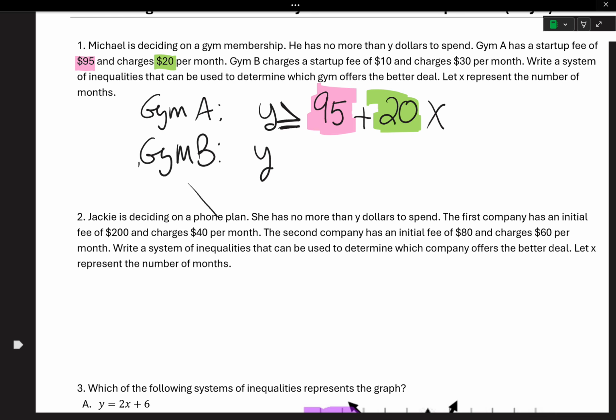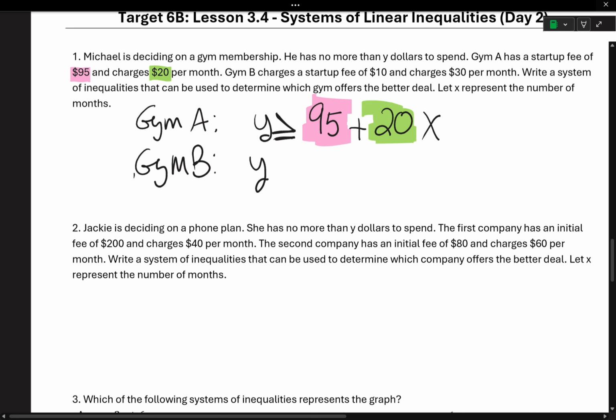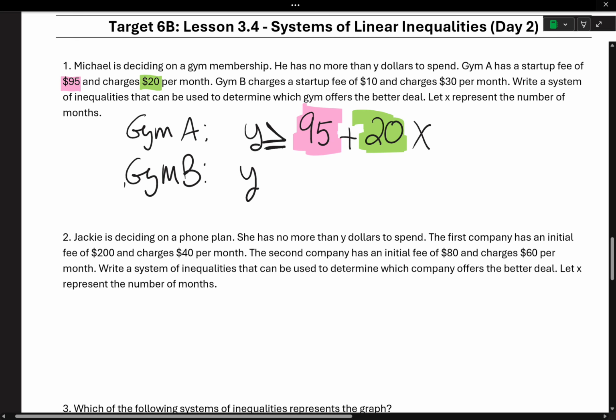Again, Michael only has Y dollars. Can he spend more than the money he has? No. So whatever he spends has to be less than that. Can he spend all of it? Sure. So the money he has is more than what he's going to spend. In other words, his spending has to be less than the money that he has, or just as much. Gym B charges a startup fee of $10 and charges $30 a month.